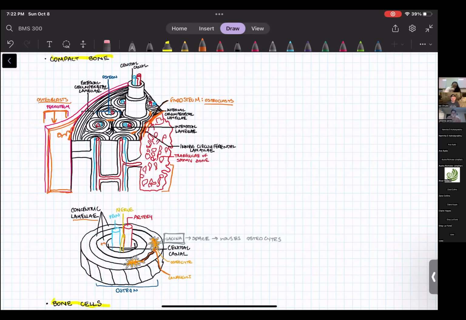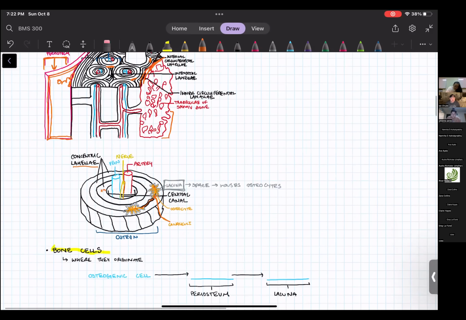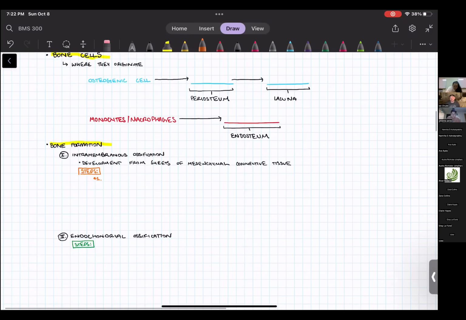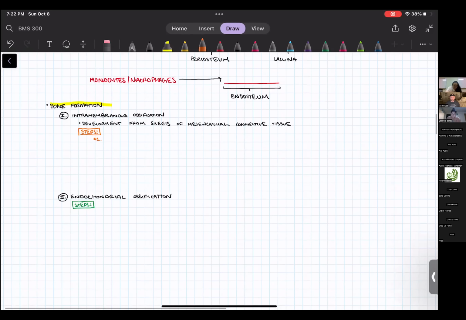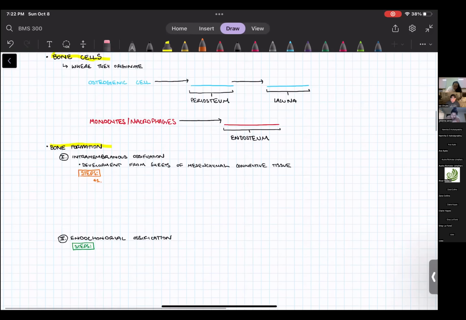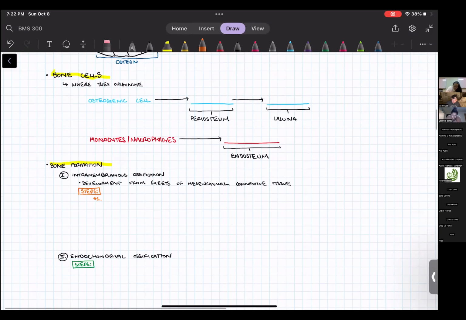Cool. Questions on osteon stuff? If not, sorry, I feel like I'm going kind of fast, but I feel like endocrine and nervous system are a lot more complicated. So I'll try to get through bone a little bit faster. So really quickly, we already talked about it, but let's go through our bone cells.